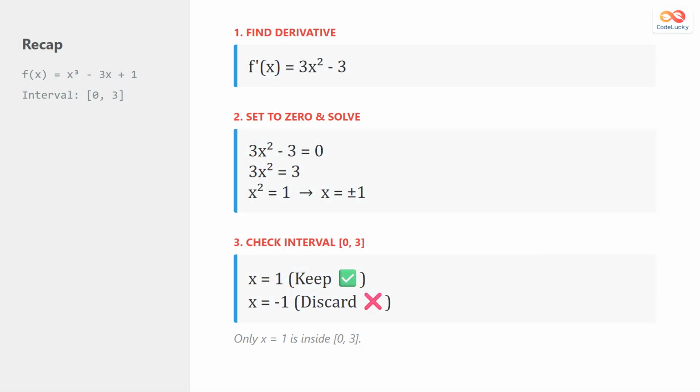First, we find the derivative, which is 3x squared minus 3. Setting this to 0 gives us x equals plus or minus 1. However, since our interval is 0 to 3, we discard negative 1. Our only valid critical number is positive 1.